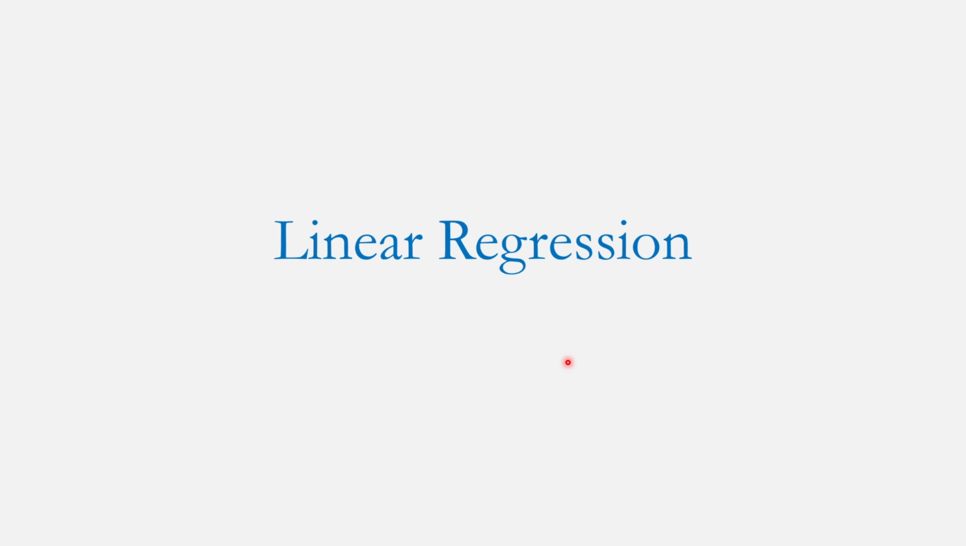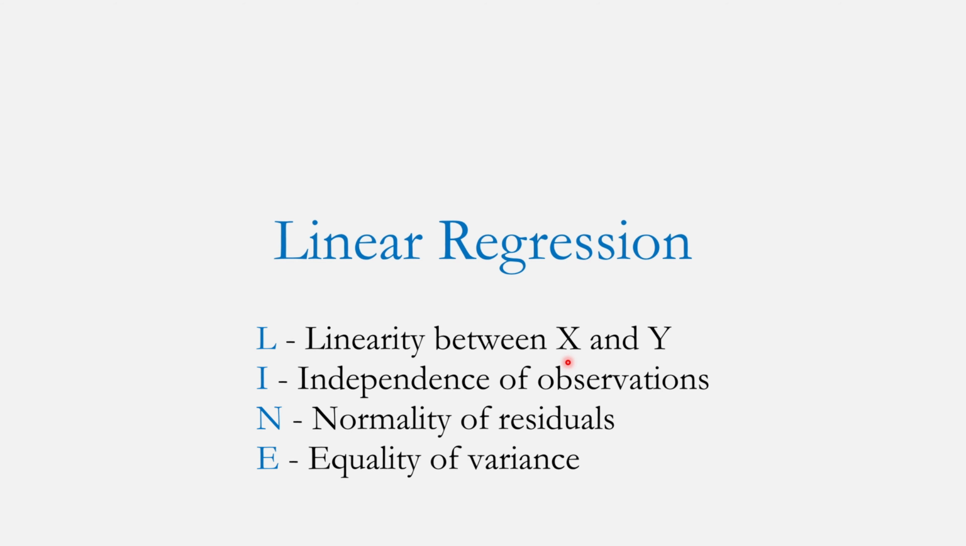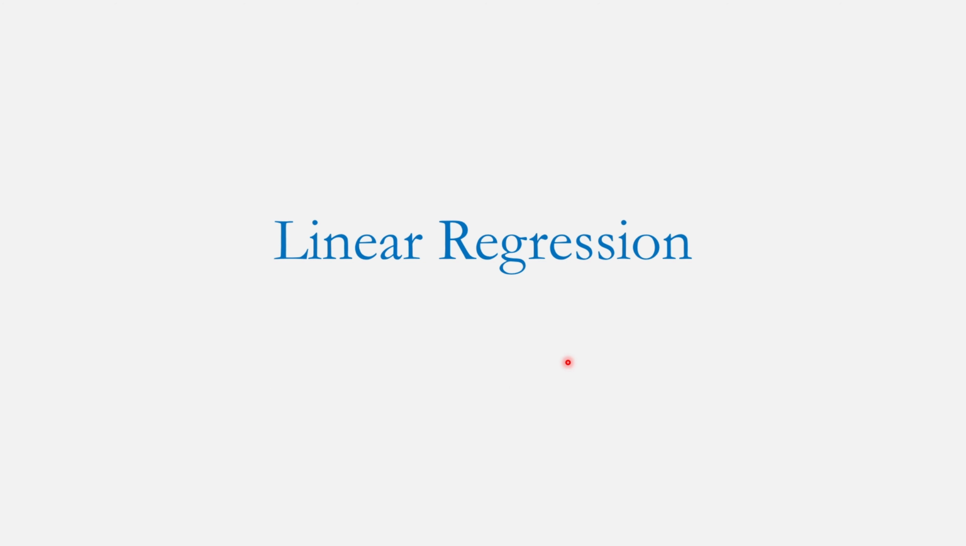We've also mentioned the assumptions of linear regression, and we use the simple mnemonic LINE, where it's linearity, independence, normality of the residuals, and equality of variance. We've also seen how we are able to compute the estimators of beta naught and beta 1 using the least squares approach, and talked about some metrics to evaluate the model, such as the adjusted R-squared, the F statistic, and the root mean squared error.